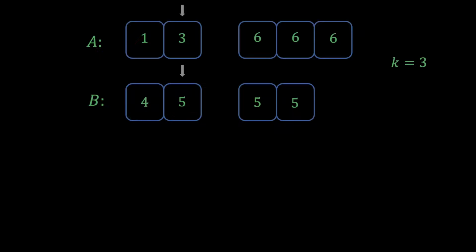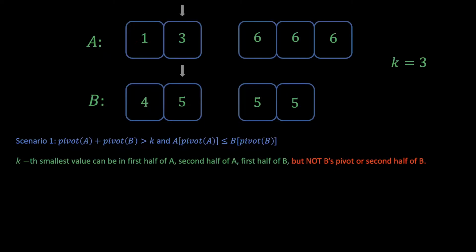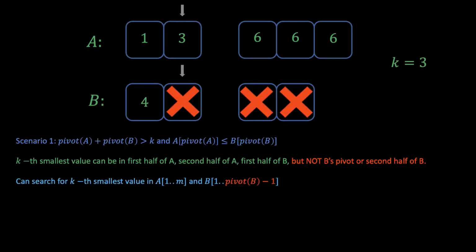Let's summarize this. For the first scenario, the kth smallest value can be in the first half of A, the second half of A, the first half of B not including b's pivot, or the second half of B. So we can simply delete the elements starting from b's pivot until the end of B and search for the kth smallest value in the remaining arrays, since we just proved that it's impossible that the kth smallest value is in the second half of B.